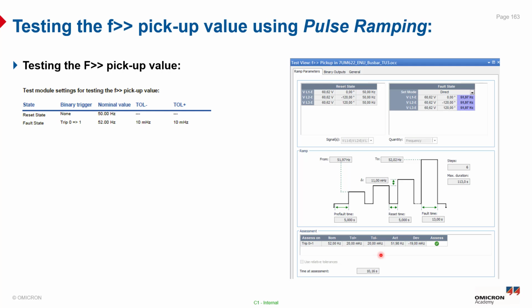So here is the main difference. Here is the start point: we will start from 51.97 hertz up to 52.02 hertz, and we are expecting 52 hertz, which is the set value of the over frequency stage 2 protection. And here is the delta, which is the step size, equal to 11 millihertz, and the fault time also needs to be long enough and more than the expected trip time. So 13 seconds is more than 10 seconds, which is more than enough to get the trip time or to get the pickup value of the second stage of the over frequency protection function.